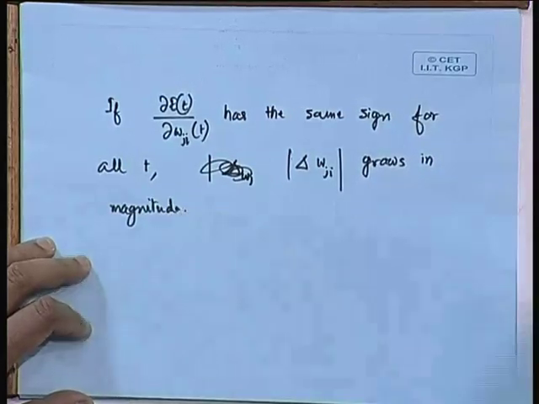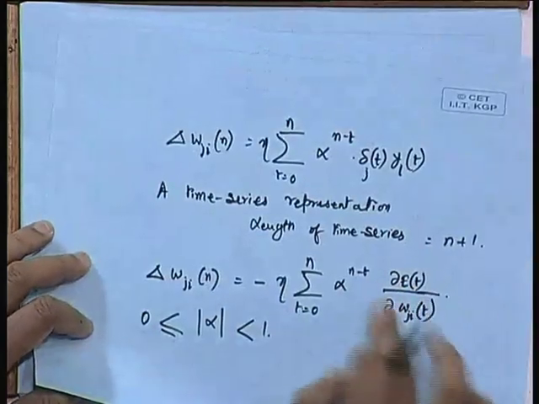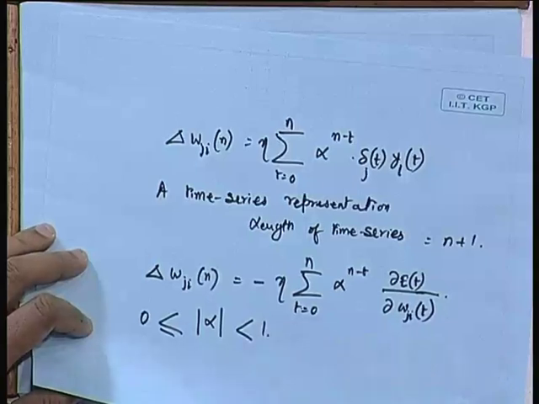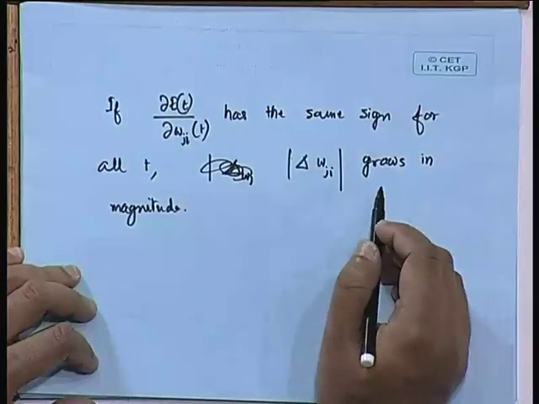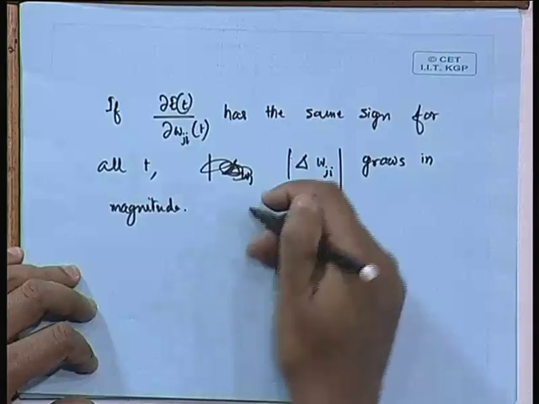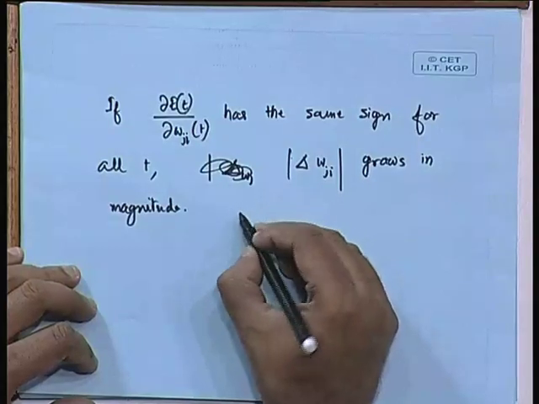Look at this expression to confirm this. Every ∂E/∂w_ji term is having the same magnitude. So, either it is increasing in the positive direction or it is increasing in the negative direction. This is a summation term that is existing, right? So, delta w_ji growing in magnitude means what? It refers to an accelerated descent, okay.